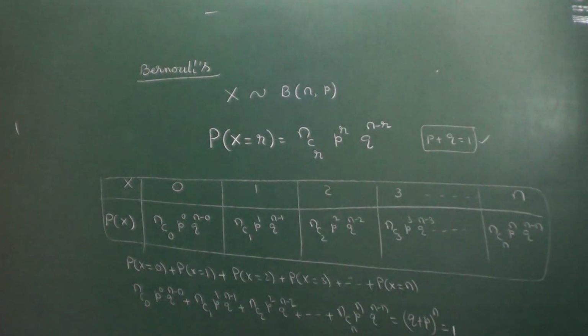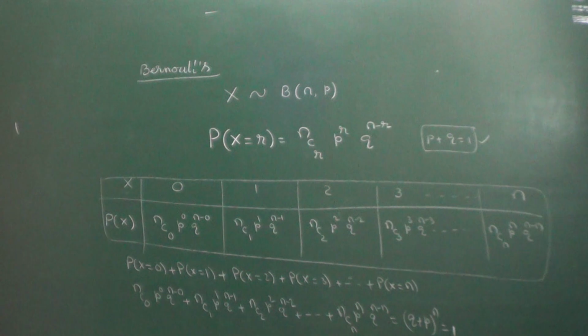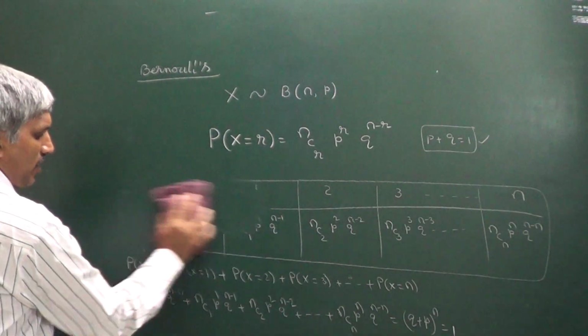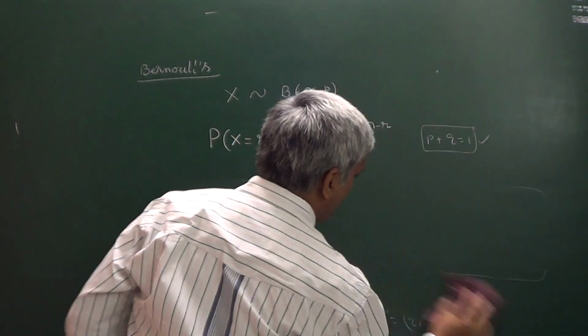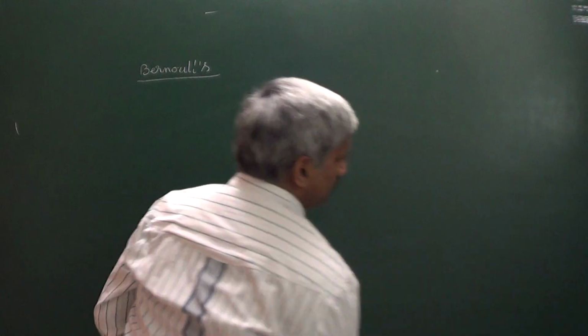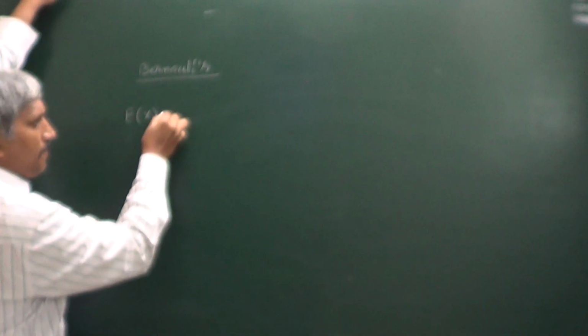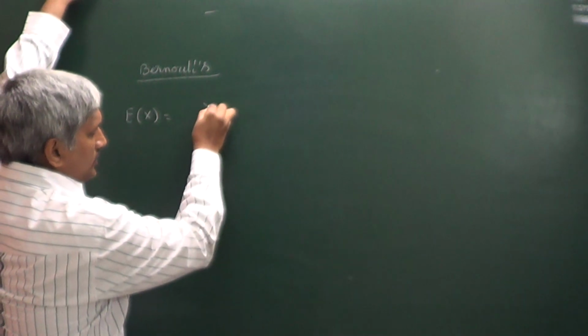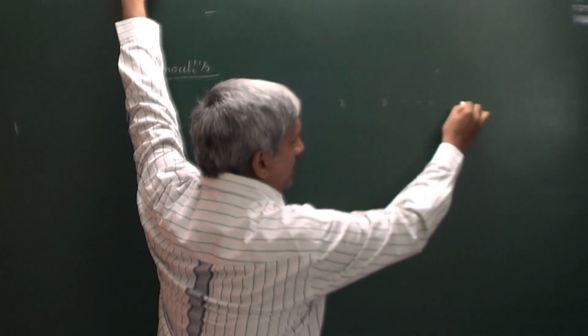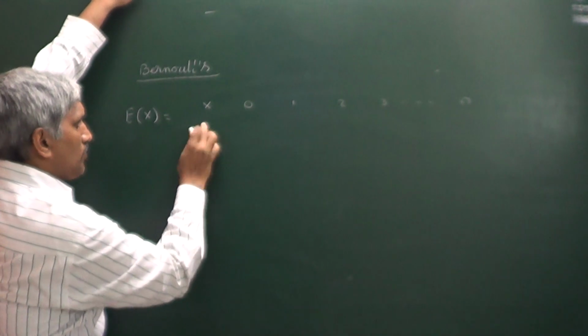At the same time, you should know how to find the mean of the binomial distribution. How to find the mean? So for finding the mean, what to do? This is the way of finding the mean of the binomial distribution. The mean of the binomial distribution is given by the x values 0, 1, 2, 3 and so on up to n and their respective probabilities.